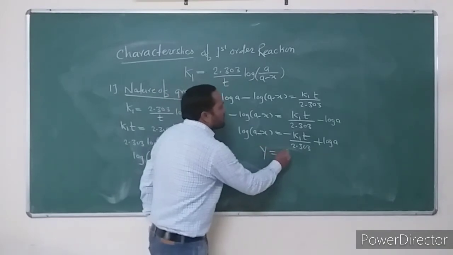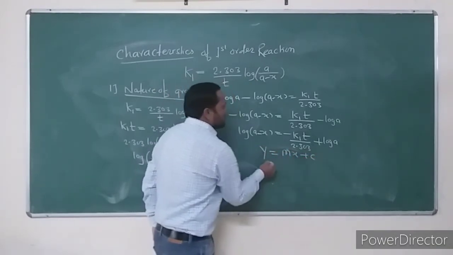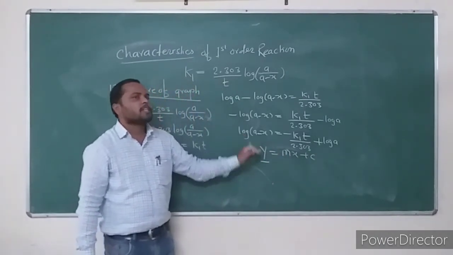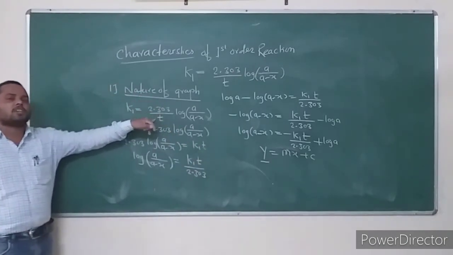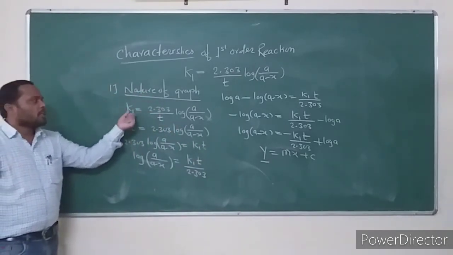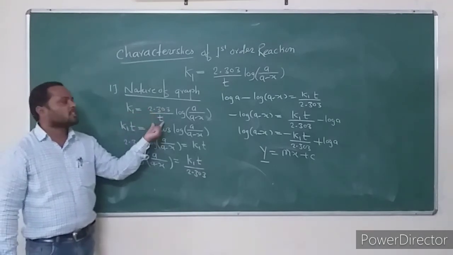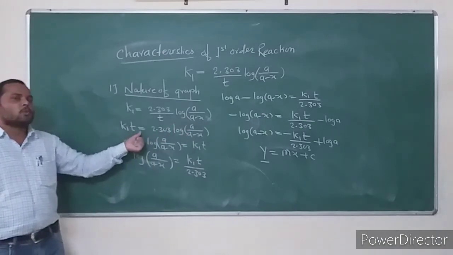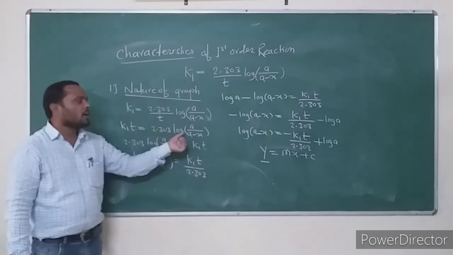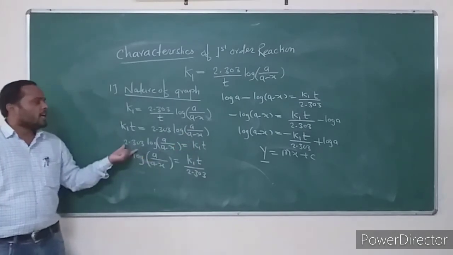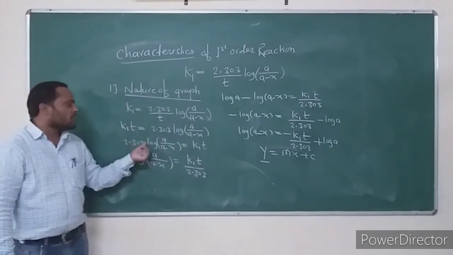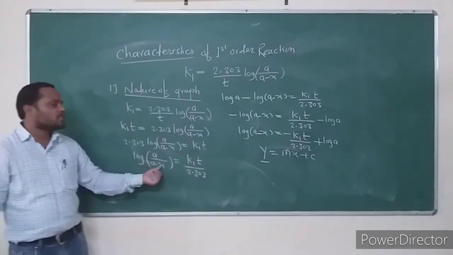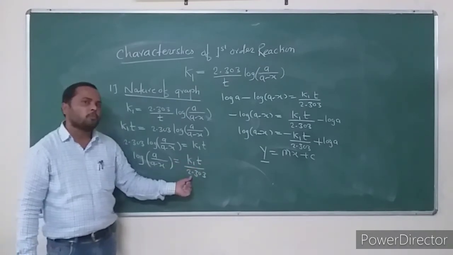This equation is similar to the straight line equation y is equal to mx plus c. We rearrange the first order rate constant equation: k1 is equal to 2.303 divided by t log a upon a minus x. The k1t is equal to 2.303 log a upon a minus x. Then log a upon a minus x is equal to k1 into t divided by 2.303.